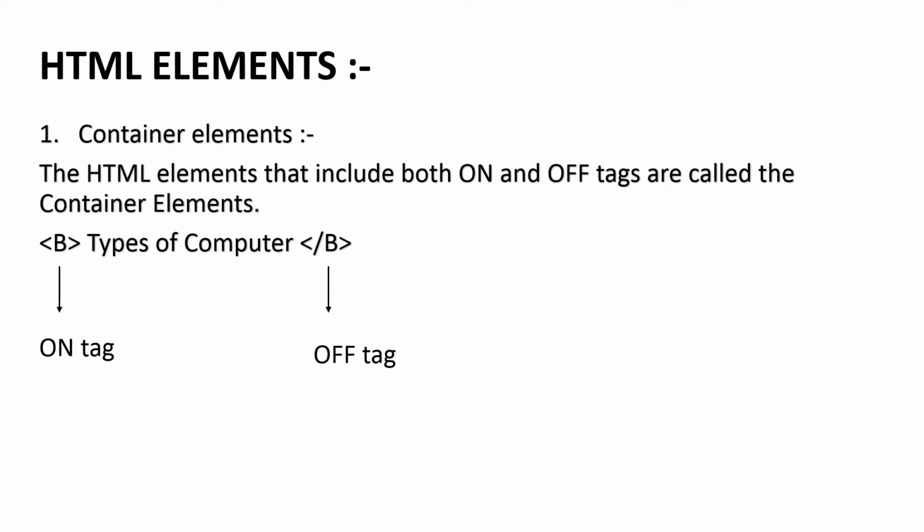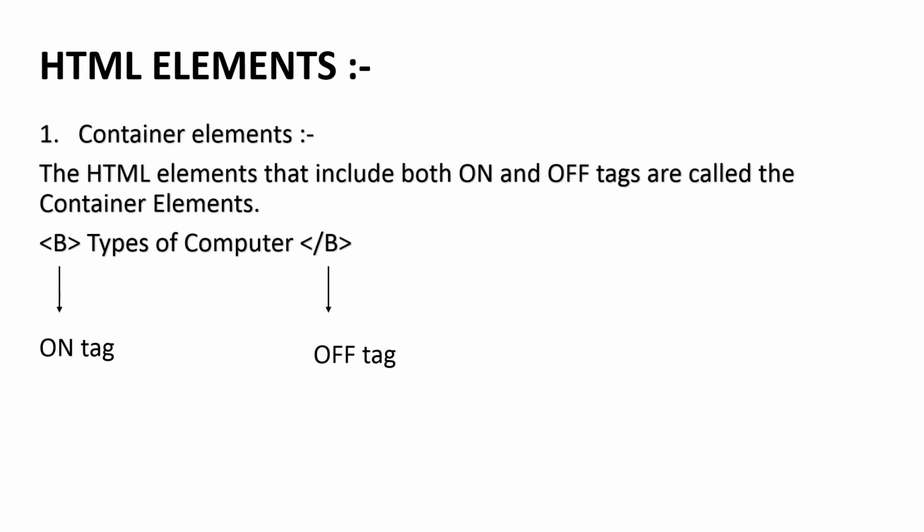Now, for example, I have shown it on the screen. B is used to bold the text, to make your text appear bold on your web page. You can use the B tag, and before your text you have to add the on tag, and after the text you have to close that tag by adding a forward slash in front of B. This was the example of container elements.